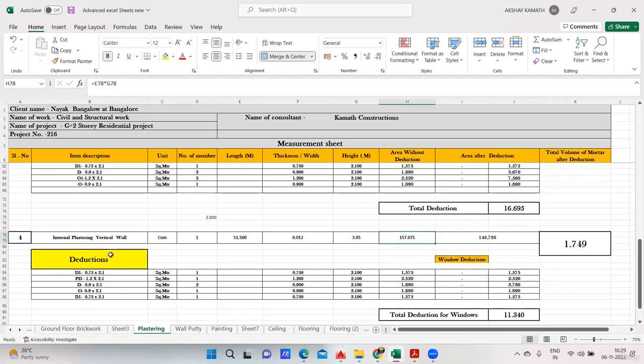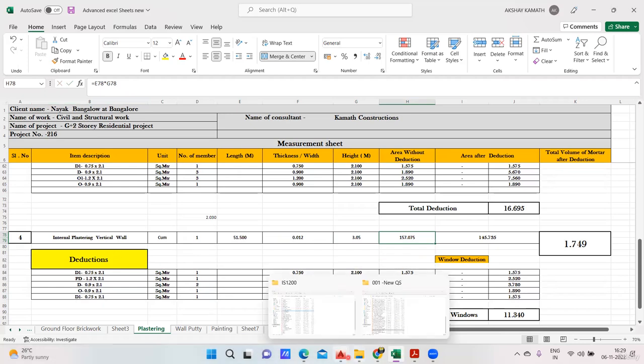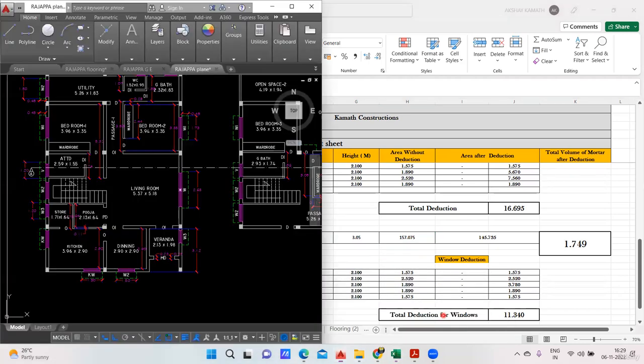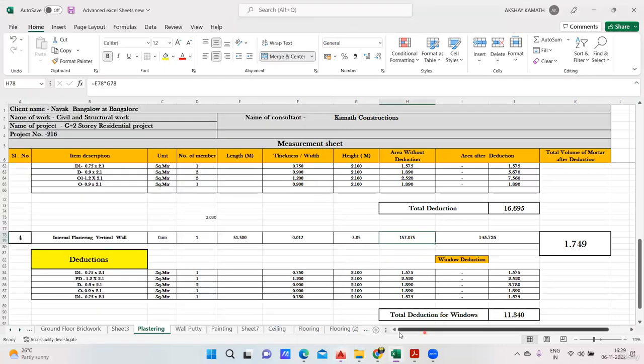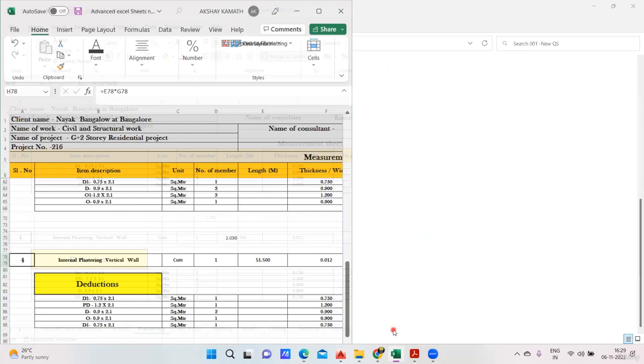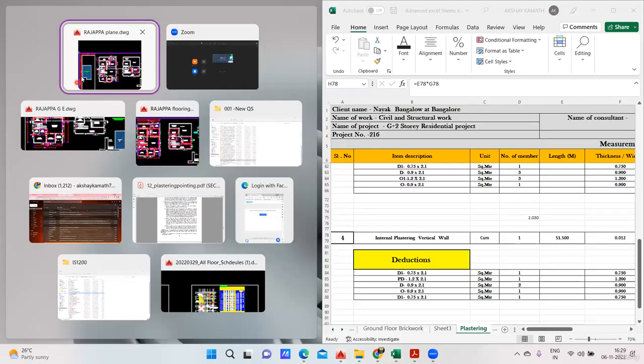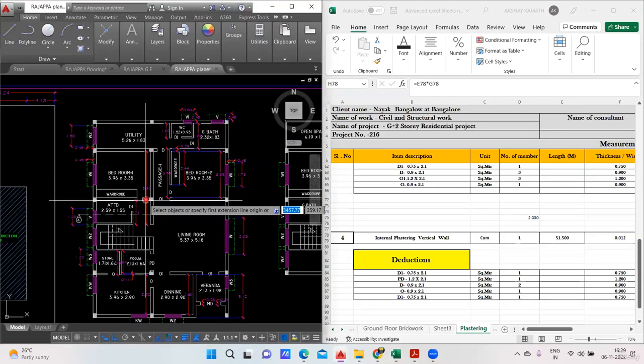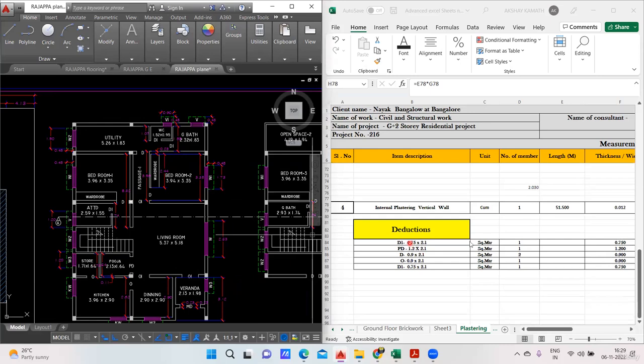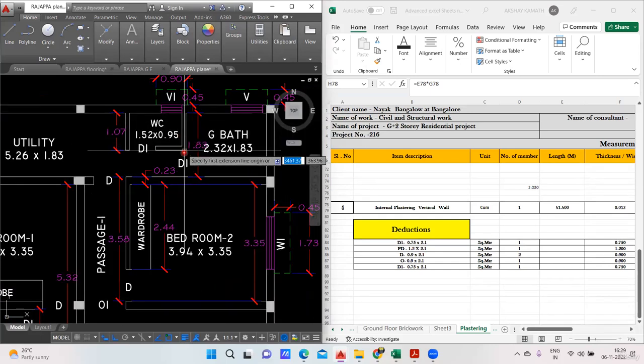Now come to the deduction part. So what are you supposed to do? Again, go back to the drawing. Wherever you have taken the external wall, check how many of these things are there. Check how many doors are there. Here I have written D1, there is only one D1.